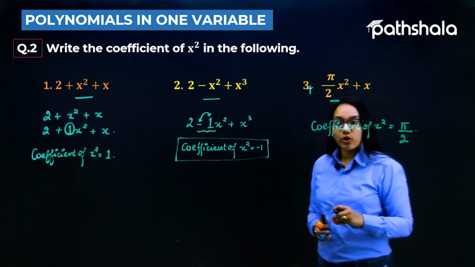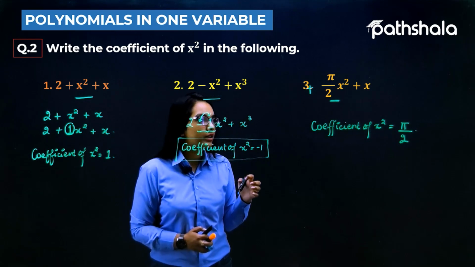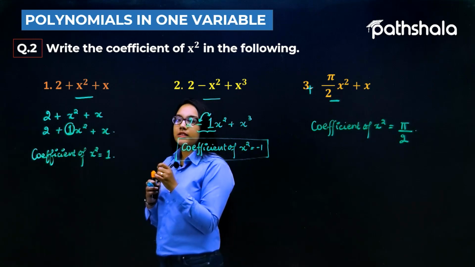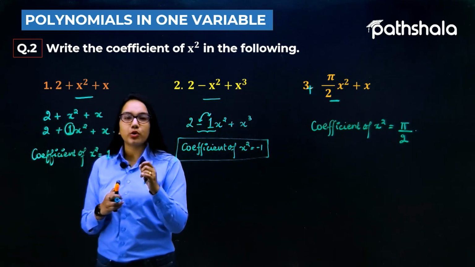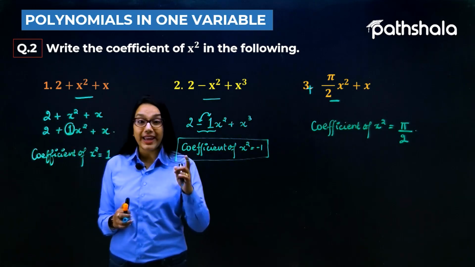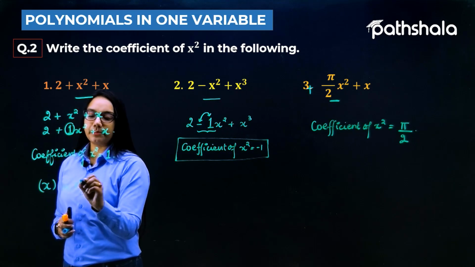So the answer for the very first part is 1. For the second part, it is minus 1. For the third part, it is pi by 2. Now let us suppose I am amending this question a little bit. Let us suppose I am asking what is the coefficient of x in the following?